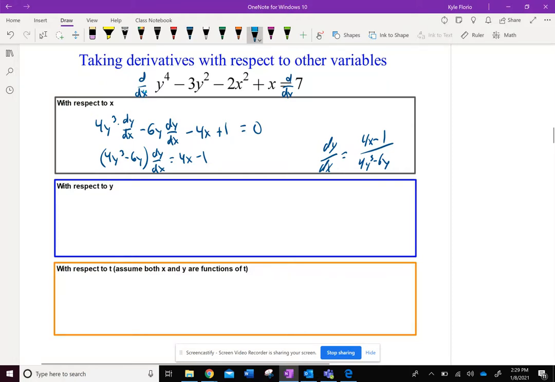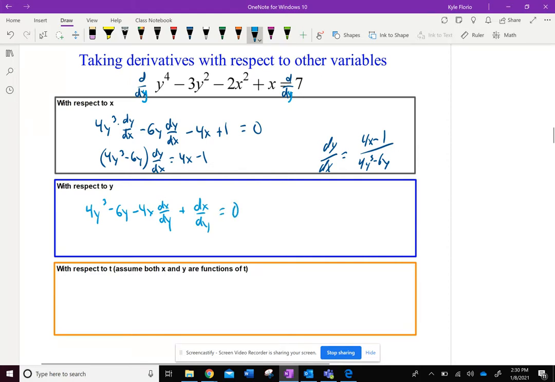So what if I'm taking the derivative of both sides with respect to y? Well, now the variables match, so the derivative of y to the fourth is just going to be 4y cubed. The derivative of negative 3y squared is going to be negative 6y, and the derivative of negative 2x squared is going to be negative 4x dx/dy now. The reason why is because the variables don't match. So the negative 2x squared gives negative 4x times the derivative of x with respect to y. The derivative of x with respect to y is just dx/dy, or 1 times dx/dy. You can put a 1 there if you want. And then the derivative of the constant is 0.